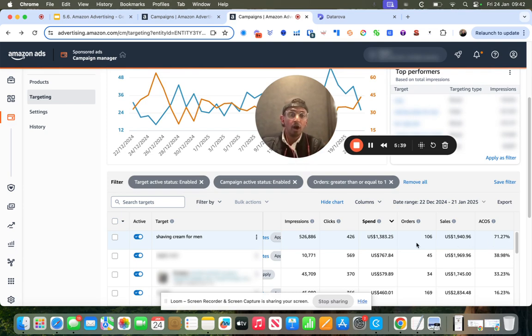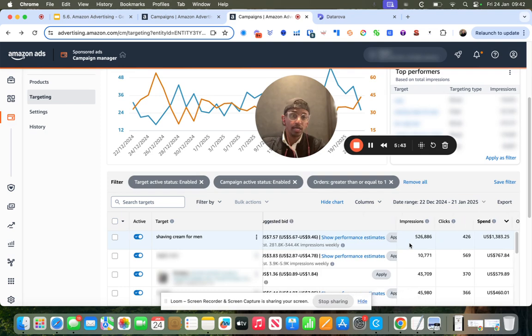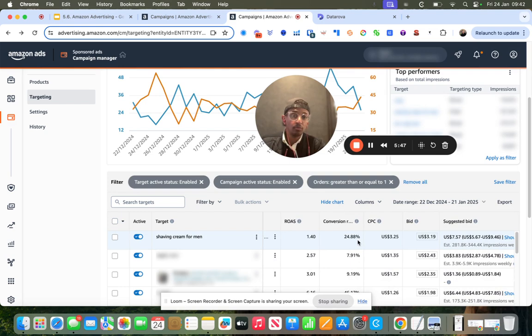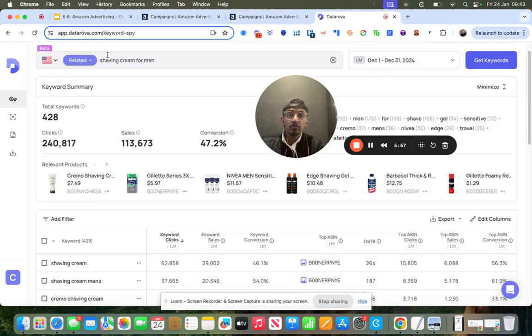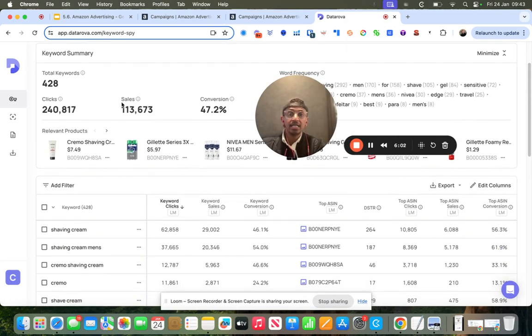Now, the other area you want to look at here is the conversion rate. So if I scroll to the right, you can see that they've got a conversion rate of about 24%. Now, is that good? Is that bad? You cannot judge just by looking at this. So we use a tool called Data Rover, and when I put the keyword in there, shaving cream for men, you can see here that the average conversion rate for this particular keyword is actually 47%, right?